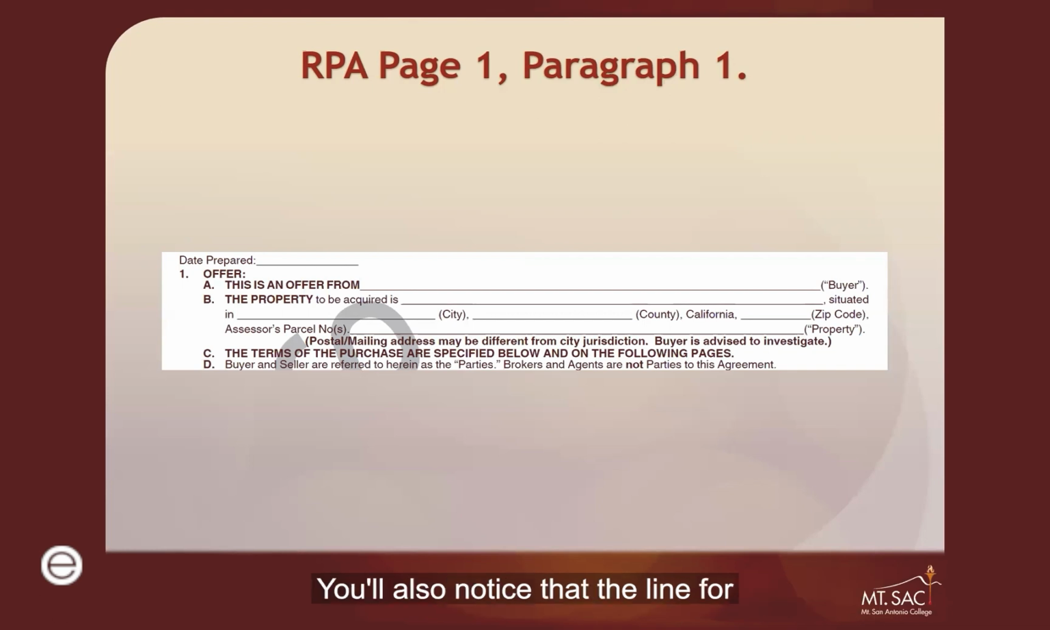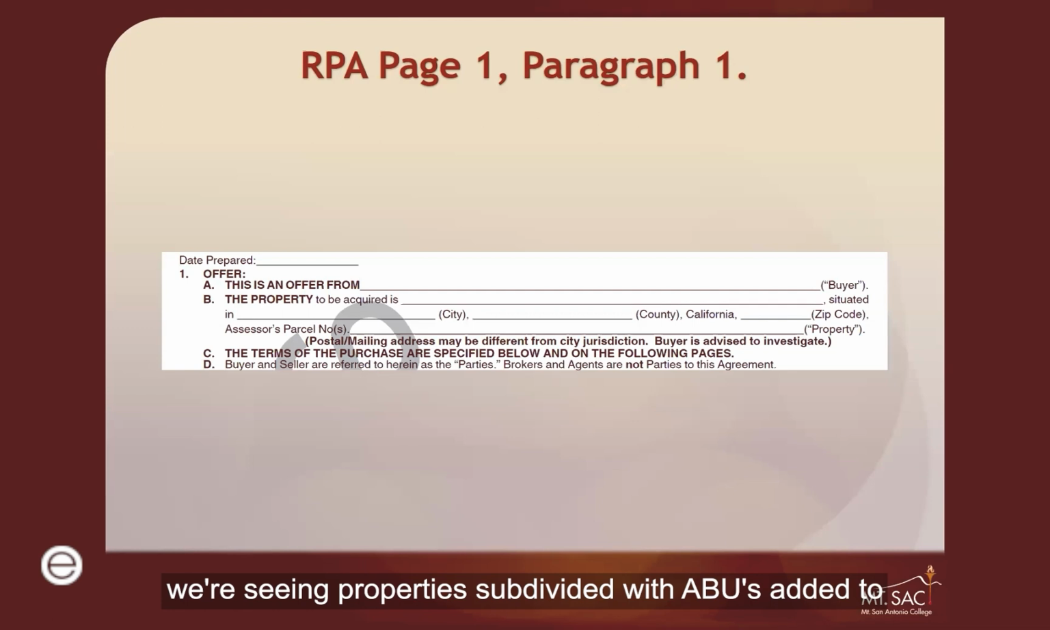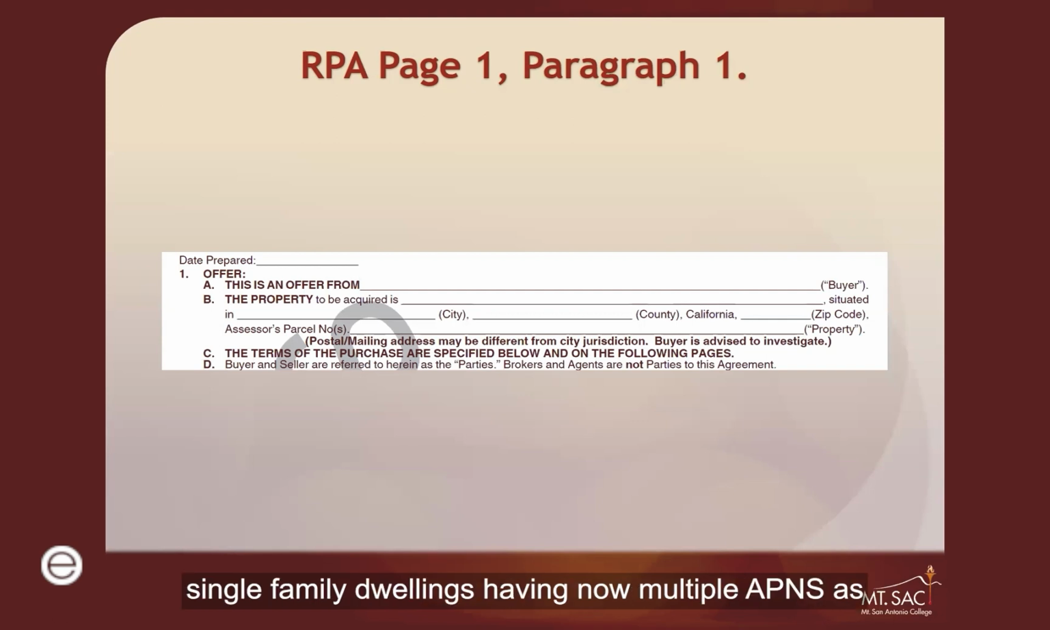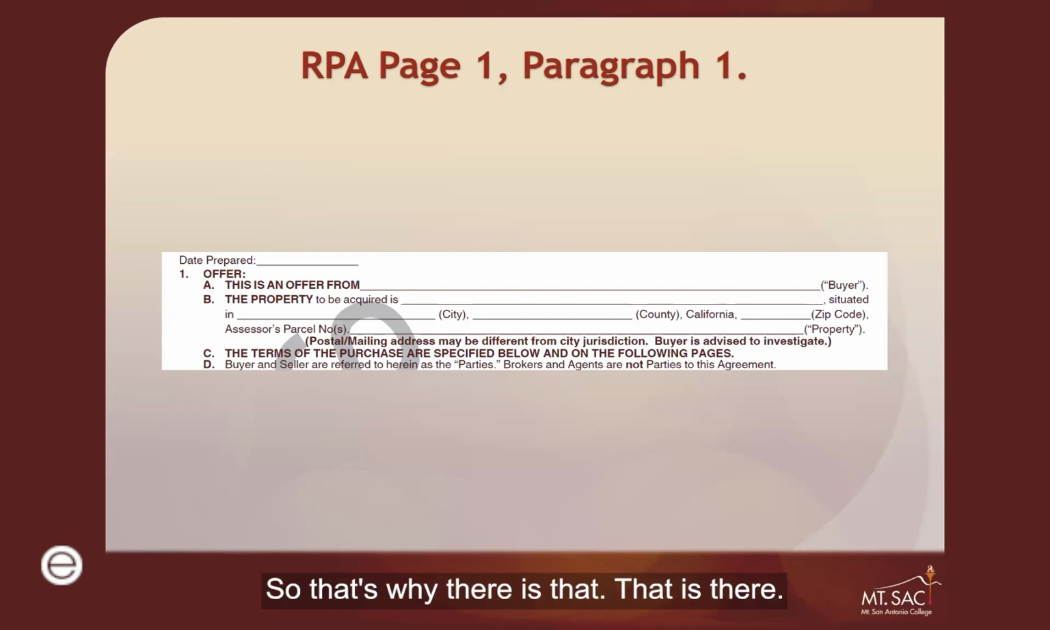You'll also notice that the line for the assessor parcel number is excessively long. CAR has increased the line there to deal with the anticipation of additional parcel numbers as we're seeing properties subdivided with ADUs added to them, that kind of thing. Remember, the state is really pushing to increase housing. So we may see properties that were traditionally single-family dwellings having now multiple APNs as they're getting subdivided to provide additional housing. So that's why that is there. So just FYI on that. All right.